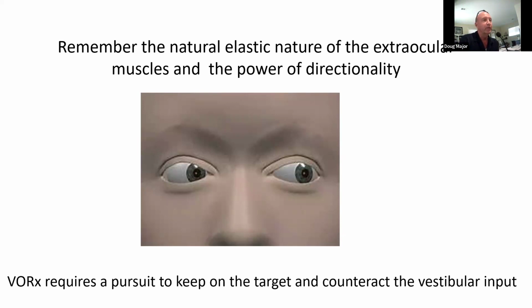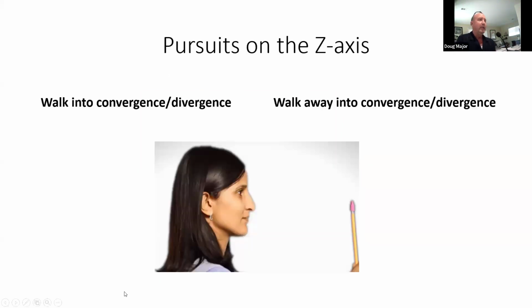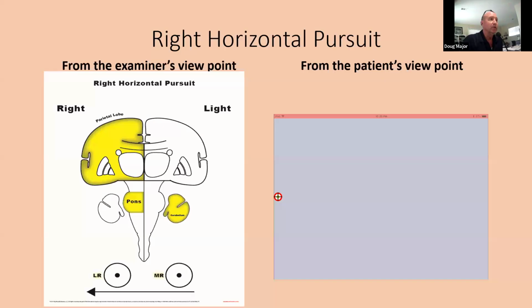Let's look at each side, which is worse. On the z-axis, pursuits on the z-axis, walking into a convergence, or even better, as you walk backwards, that stimulates a whole other set of neurons. So walking backwards into further away, or walking backwards into convergence and divergence, powerful tools.